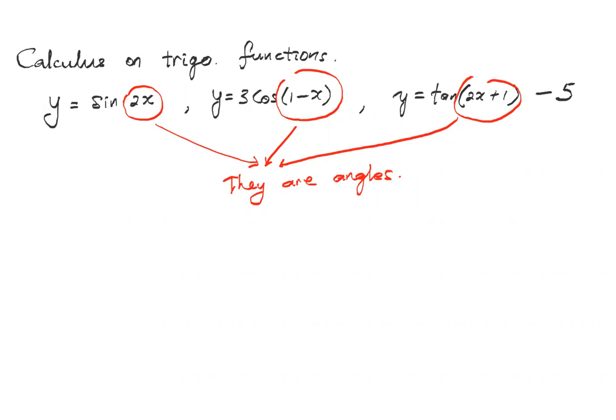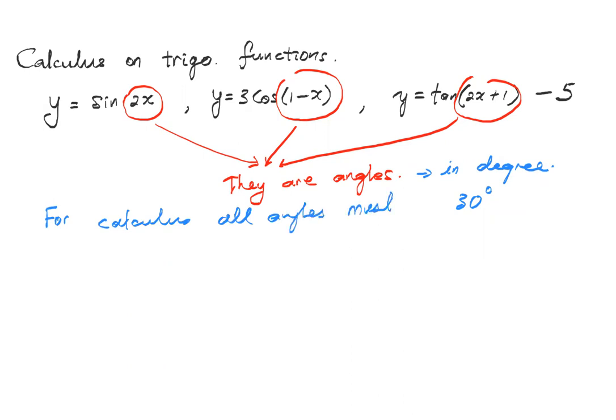Degree. So angles all are measured in degree. Am I right? So like we have 30 degrees. But in calculus, for calculus, all angles must be measured in radian.